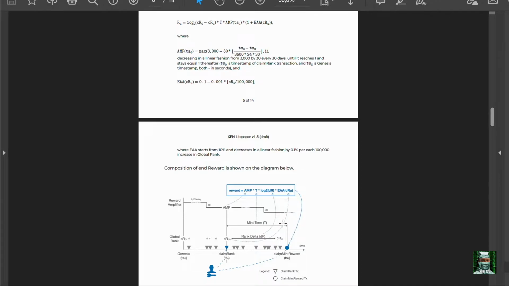So what actually happens here? Well, you're getting your C rank here, and it's a number between 0 and theoretically infinity. But let's say you get a C rank of 1,000. So what does that mean? That means that there are 999 people before you that have claimed their rank before you. So you're getting a C rank of 1,000.